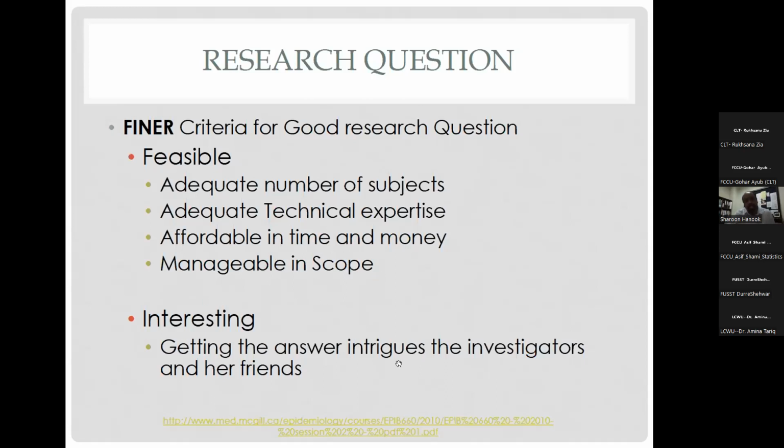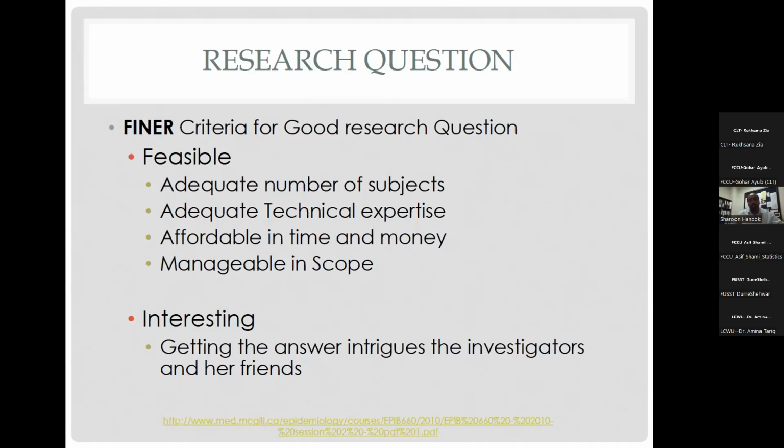Interesting, getting the answer intrigues the investigator and her friends. It is not about what intrigues the people out there. No, it should be something that excites you as a researcher. If you do not enjoy talking about this research question, it is better not to take it. Why? Because you will lose interest right away.